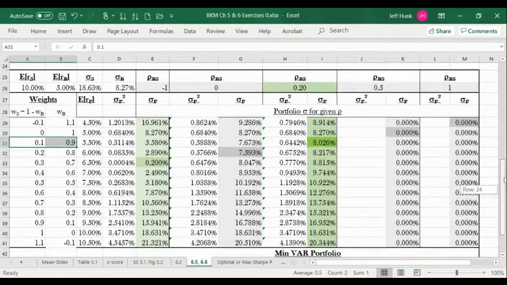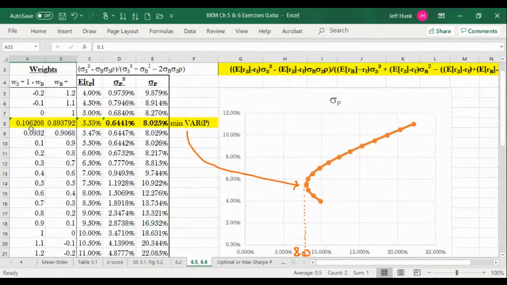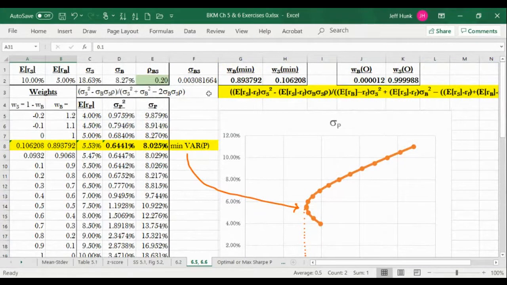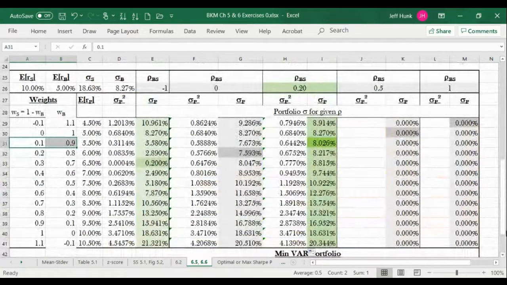Our weight is just 0.1 and 0.9, whereas here weight is 0.1062 and 0.8937. And how did we get this weight? Because we found that weight by this formula, right? This formula, right? But here, without that formula, this is kind of a whole trial and error method, trial and error, right? And we are as close as we can.